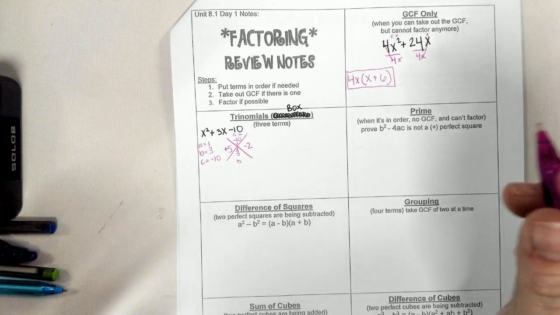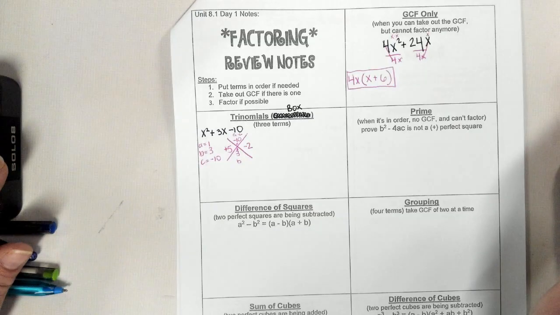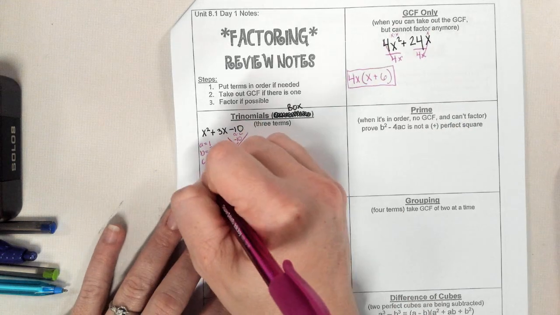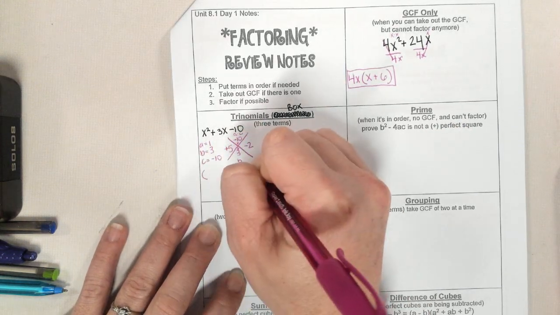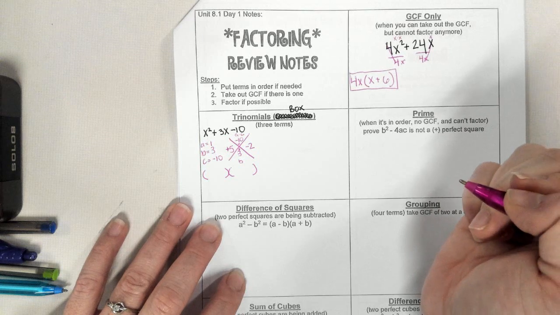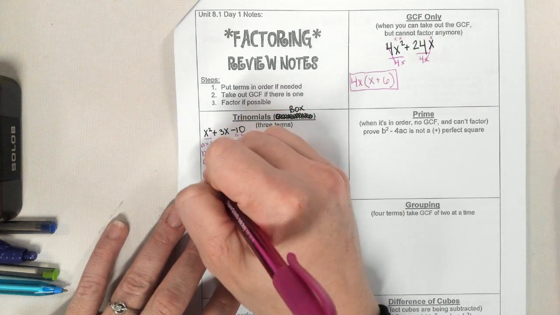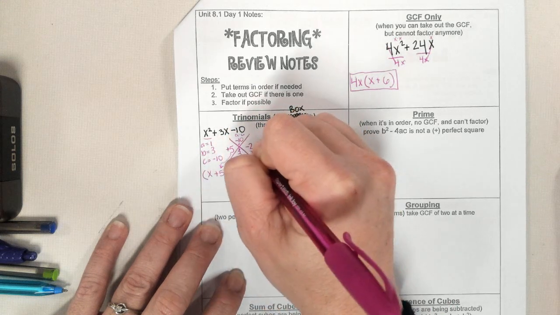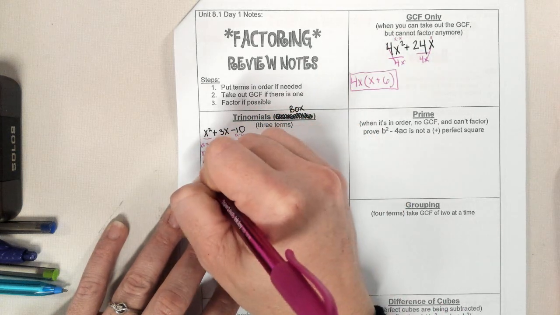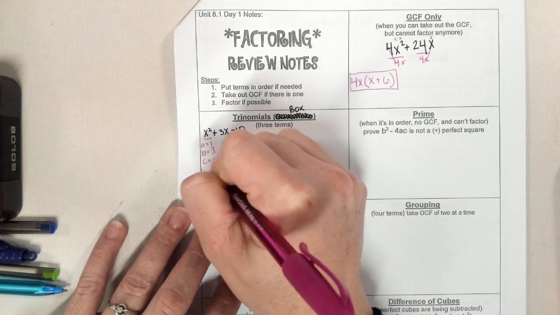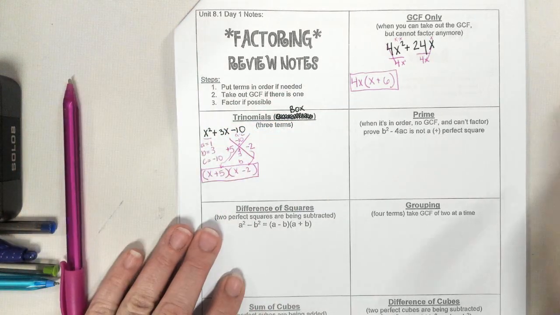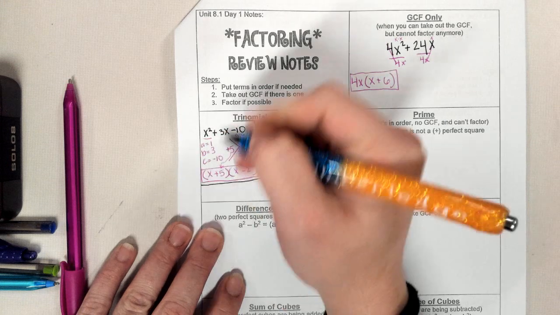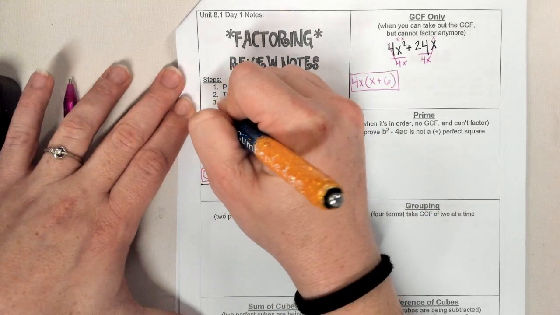Now, when A is 1, we do not have to do the box. That's why it's different. We can just build our parentheses. We know x times x is x squared, and we can bring down our split b. So plus 5 minus 2. And there's my answer. Do you remember that? For when A is 1. However, if you do the box, you should still get the same answer as long as you did it correctly.